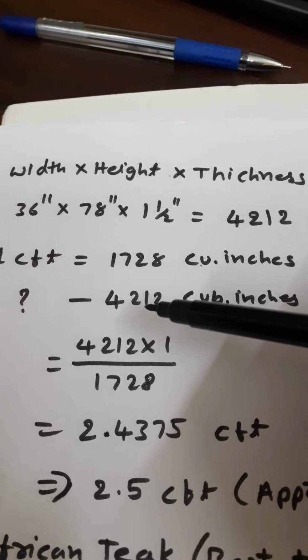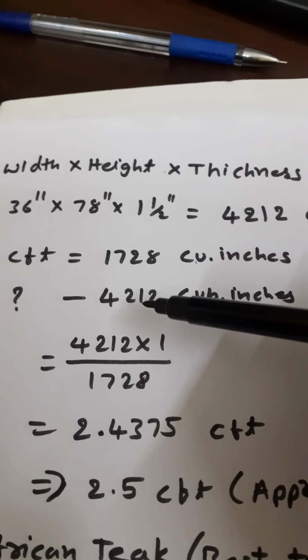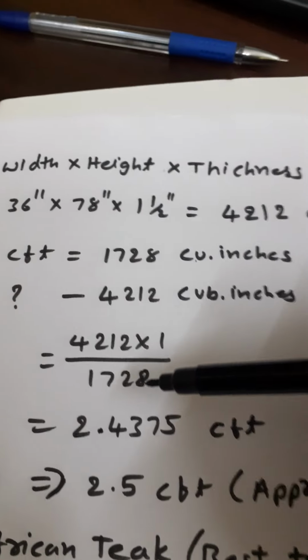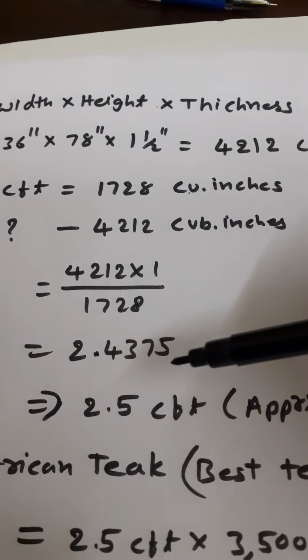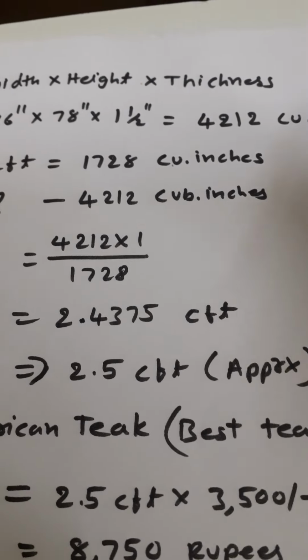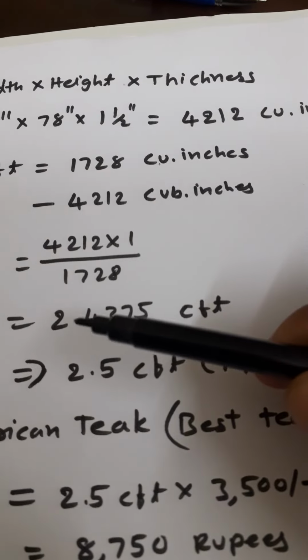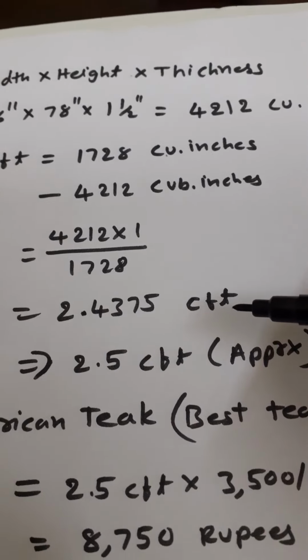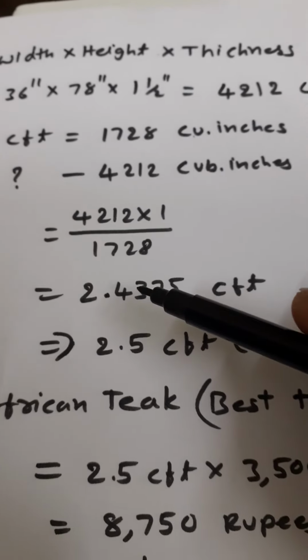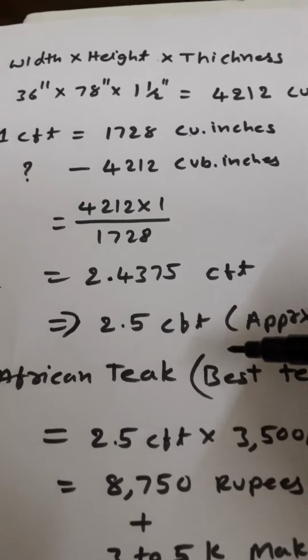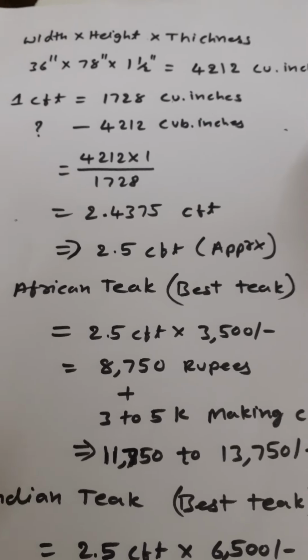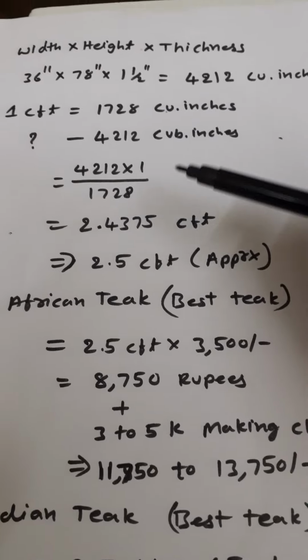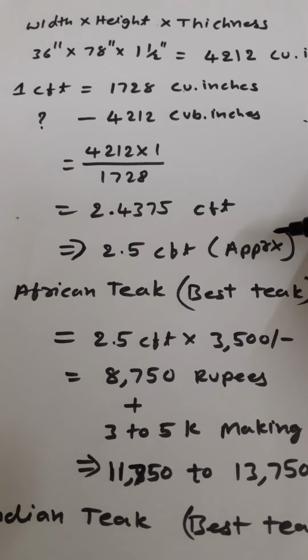So we are dividing 4212 by 1728. We will get 2.4375 CFT. That is the cubic feet. So we got 2.4375 CFT. So approximately we'll consider this as 2.5 CFT. So how much cubic feet of wood do we need? We need 2.5 CFT of wood.